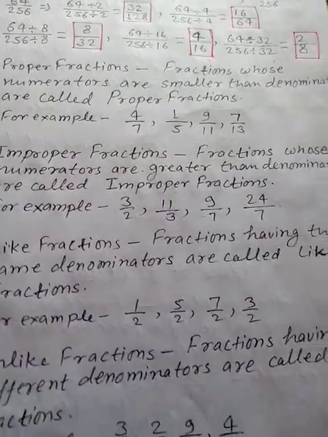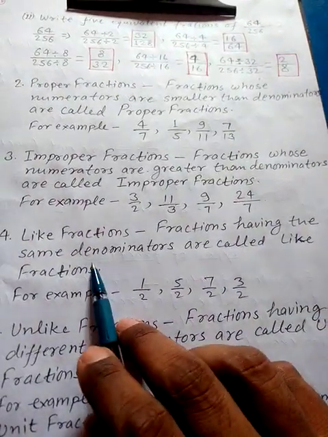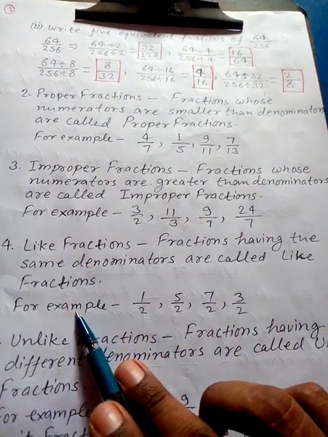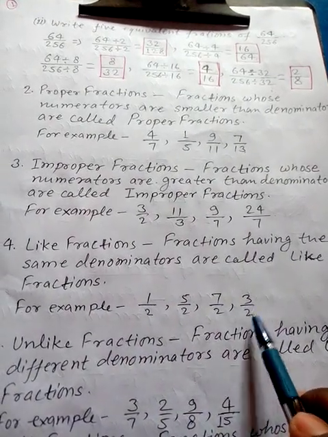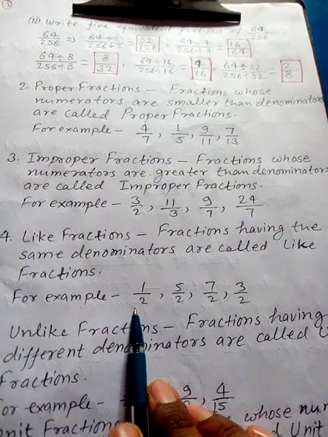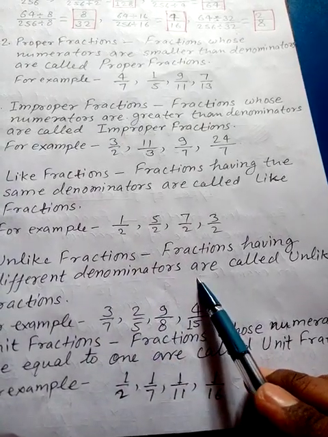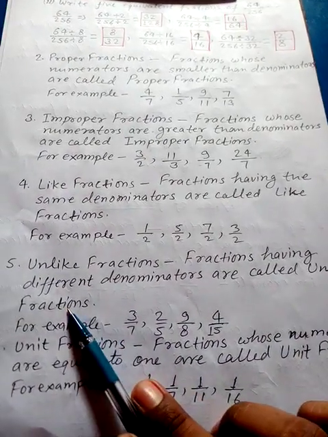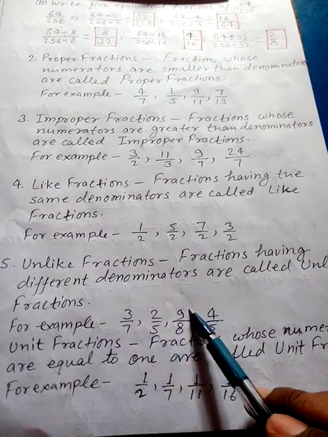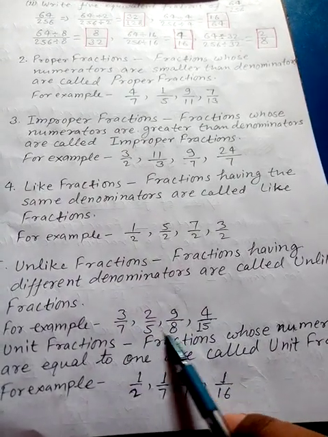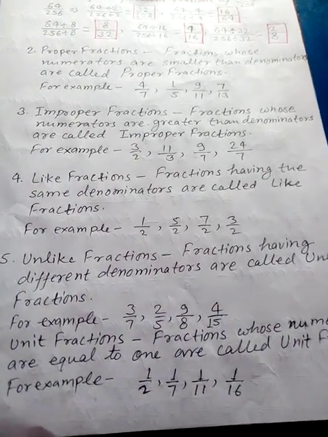Like fractions. Fractions having the same denominators are called like fractions. For example, 1 by 2, 5 by 2, 7 by 2, 3 by 2. In all these fractions the denominators are the same, that is 2. So these are like fractions. And unlike fractions. Fractions having different denominators are called unlike fractions. Here you can see 3 by 7, 2 by 5, 9 by 8, 4 by 15. In all these numbers the denominators are different. So these are unlike fractions.